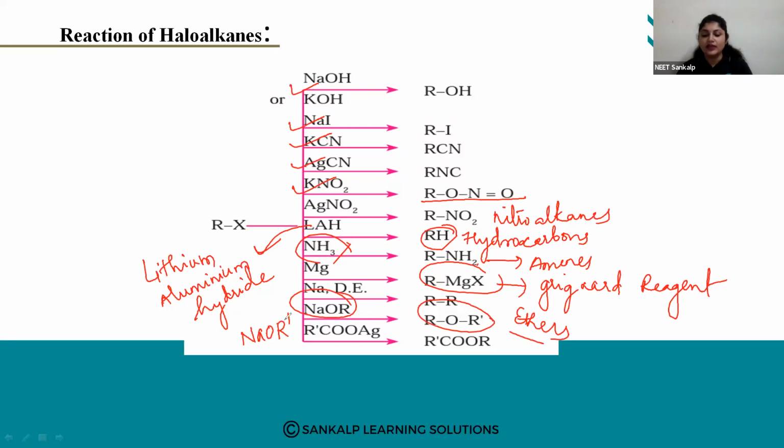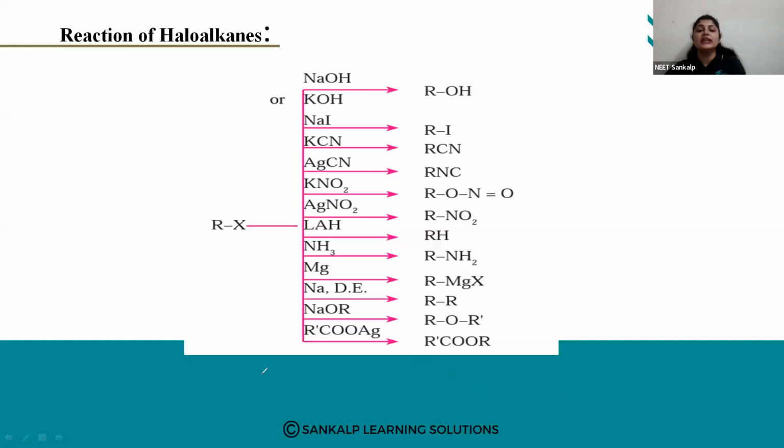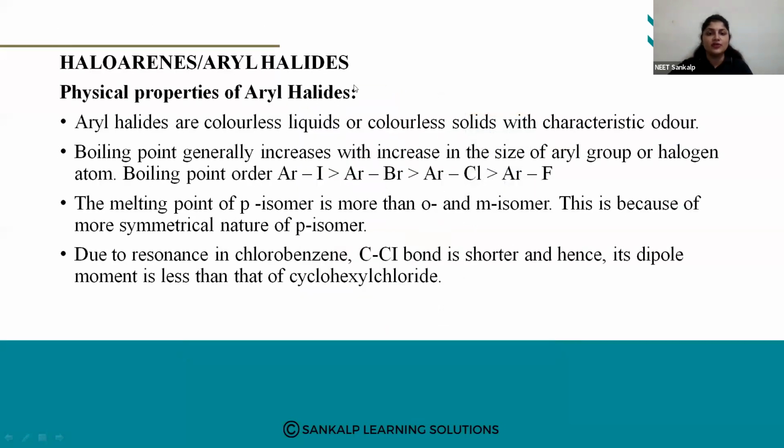Then when you react it with an ester salt, you will get an ester. So these are some of the reactions of haloalkanes. These are substitution reactions, all nucleophilic substitution reactions with various reagents. So with so many types of reagents, you can prepare your haloalkanes. Okay. So next is haloarenes or aryl halides.